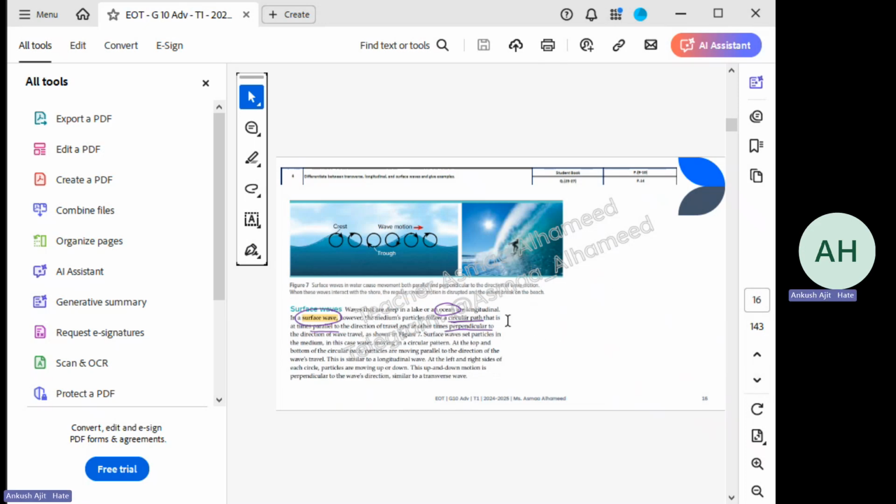Next, surface wave is something very important, guys. A surface wave is a mixture of transverse and longitudinal waves. They are deep in the motion, so they have translatory and rotatory motion both. Can you see the crest and trough? Deep lake ocean. In a surface wave, however, the medium particles follow a circular path in the direction of the wave travel. As shown in the figure, a surface wave sets particles in the medium, in case of water, in a circular pattern. At the top and the bottom of the circular path, the particles are moving parallel to the direction of the wave travel. This is similar to a longitudinal wave at the left and right side of each circle. It's clearly mentioned in the diagram.